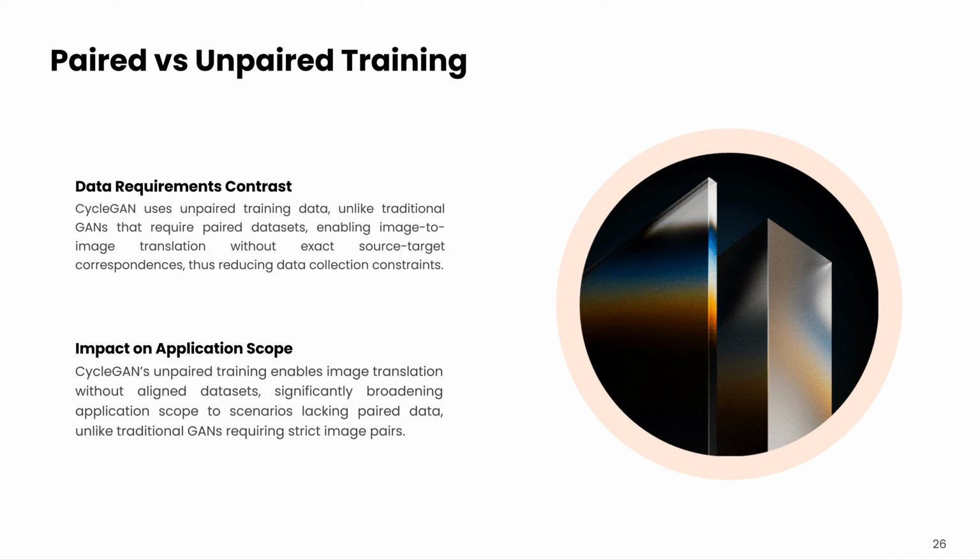In short, unpaired training expands what we can translate across domains, but success hinges on stability safeguards, richer loss formulations, robust metrics, and thoughtful data practices.